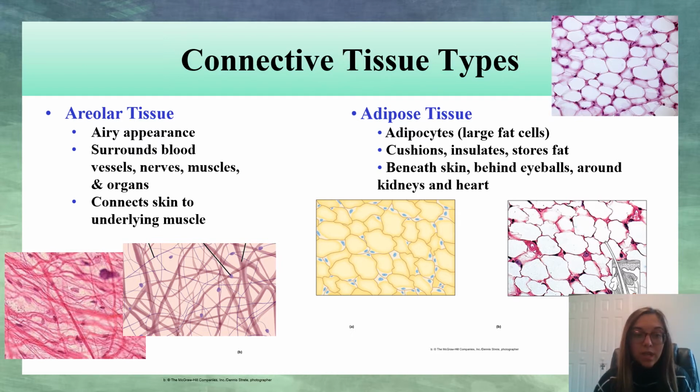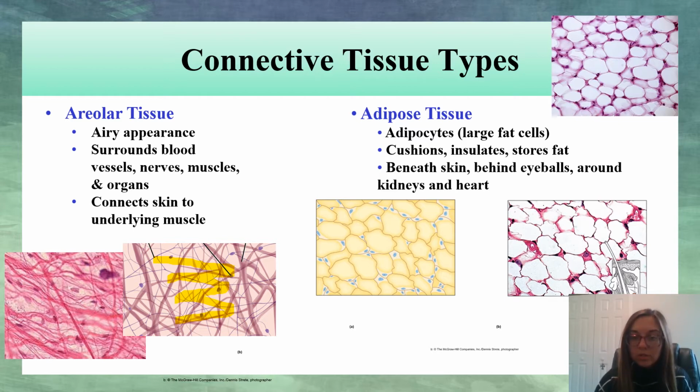The first type is areolar tissue, which is also called loose tissue. And you can see that that name makes sense as the tissue is kind of suspended in this matrix. You can see different fibers and cells in there, all suspended in an airy matrix. It surrounds blood vessels, nerves, muscles, and other organs, and connects the skin to the underlying muscle.